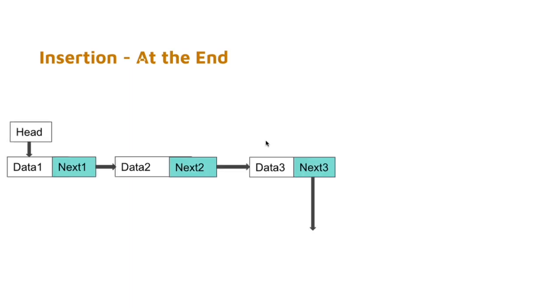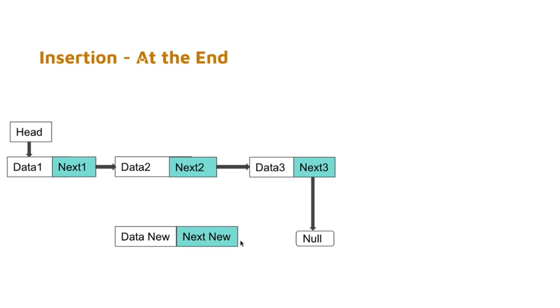Now let's see the third example. We want to insert a new node at the end of the list. So again we have a linked list and a new node, but this time we want to add the new node at the end. How can we add it at the end? One thing you'll notice is that if we want to add this at the end, then its next should point to null, because then this will be the new last node.